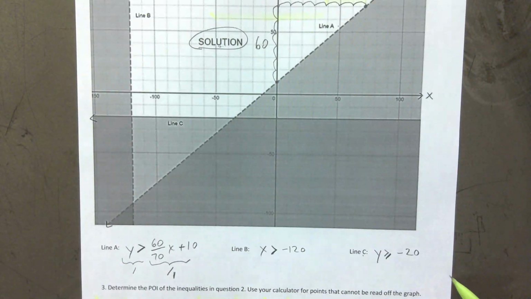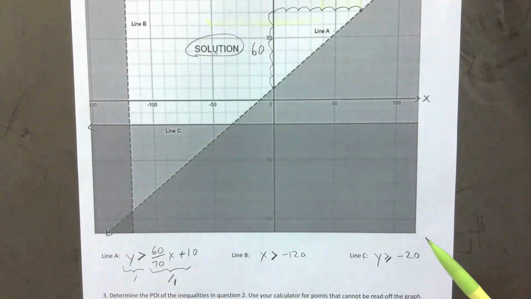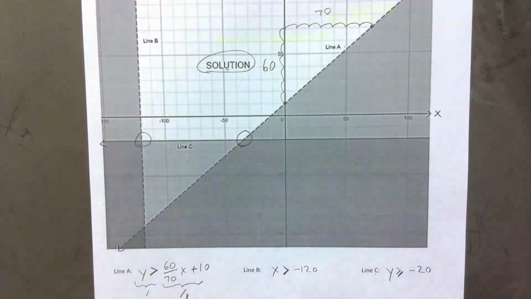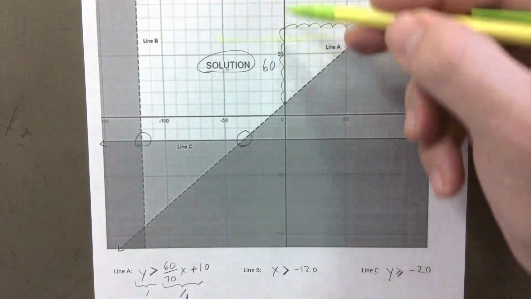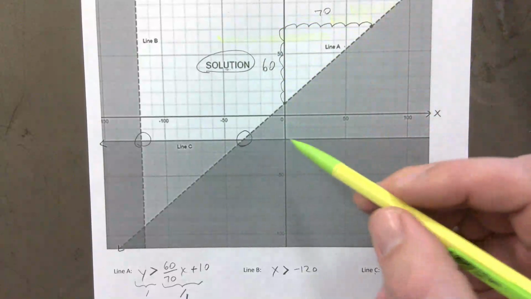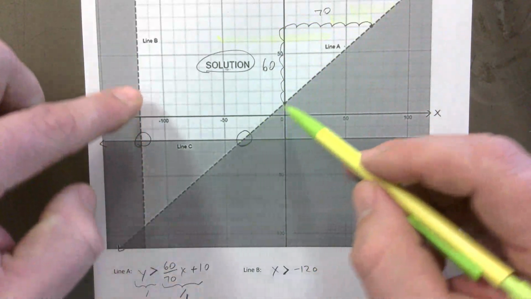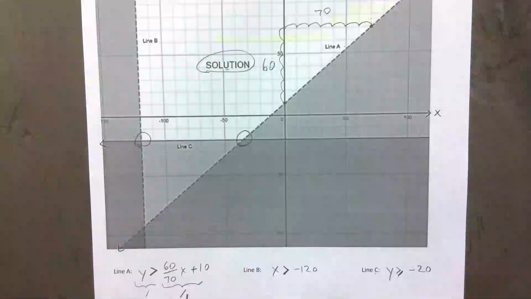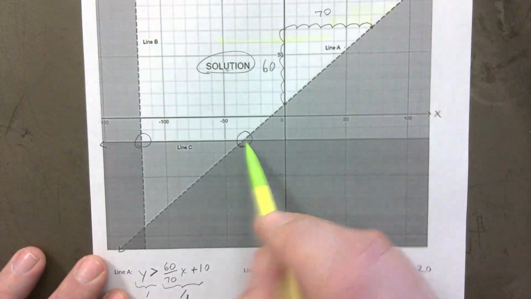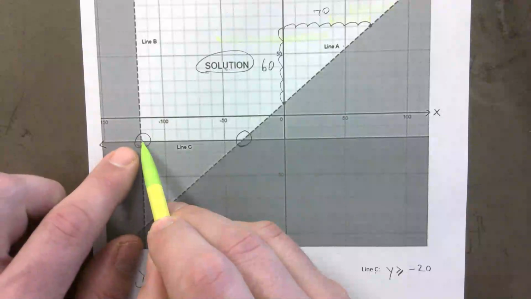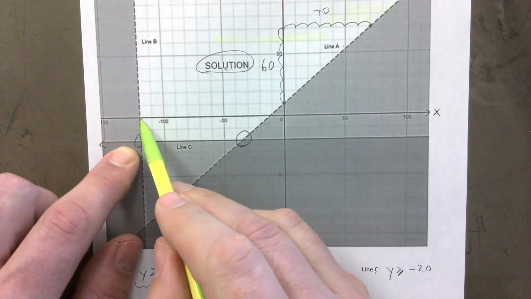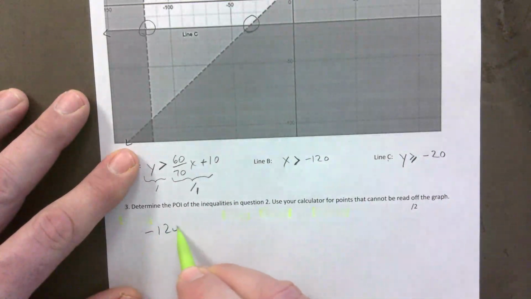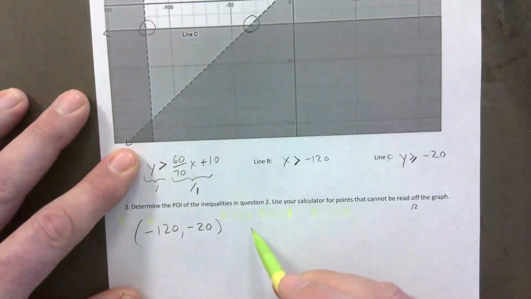How many POIs does this system have? It actually only has 1 here and 1 there, that's it. In this case, the y-axis does not count because it just continues on. This is not a boundary because it's not a word problem. So if you figure out these two, this one, to be honest, you could have just looked at the graph. -120, -20. So if you have that one, you get 1.